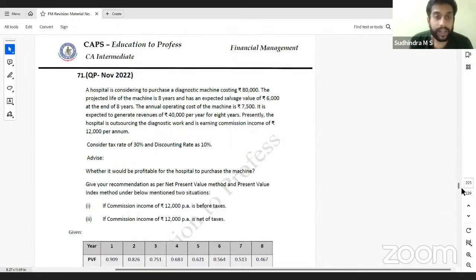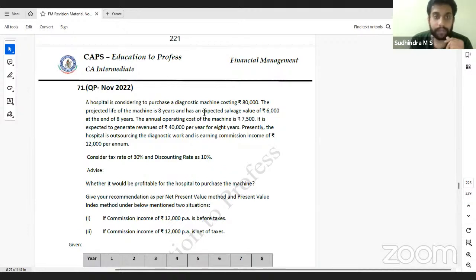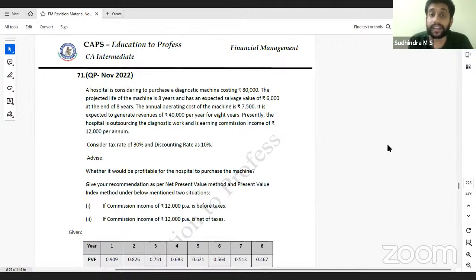This is the November 22 question paper. A hospital is considering purchasing a diagnostic machine. We had discussed this in the class. The cost is 80,000. Projected life of the machine is 8 years. Expected salvage value of 6,000 at the end of 8 years. Annual operating cost of the machine is 7,500. It is expected to generate revenue of 40,000 per year for 8 years. Presently, the hospital is outsourcing the diagnostic work and is earning commission income of 12,000 per annum.